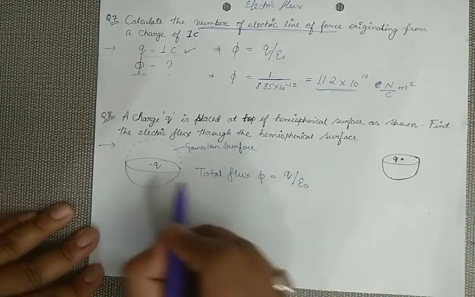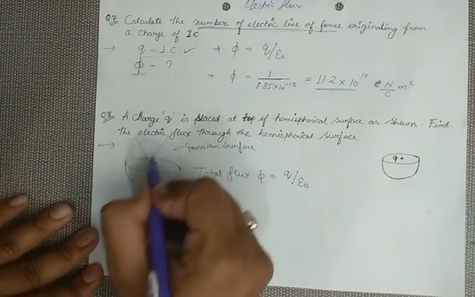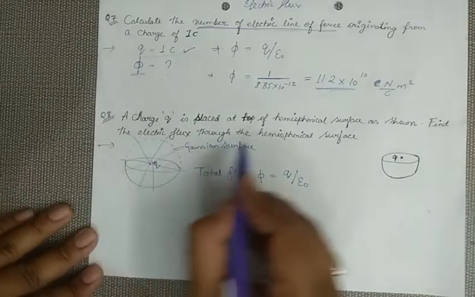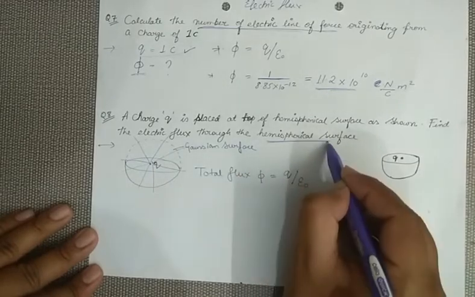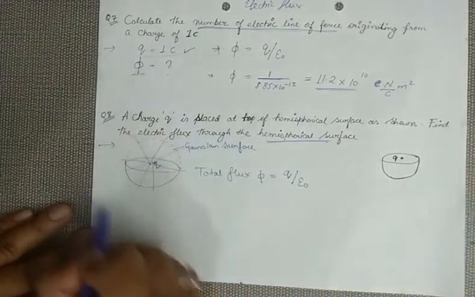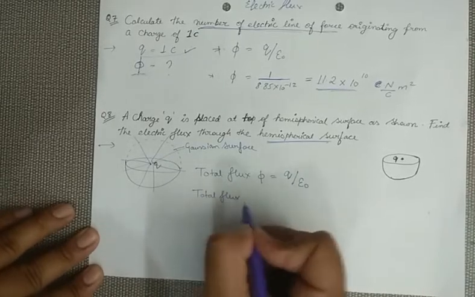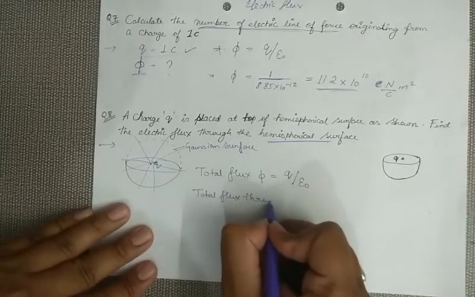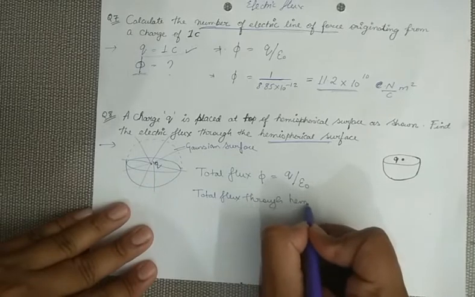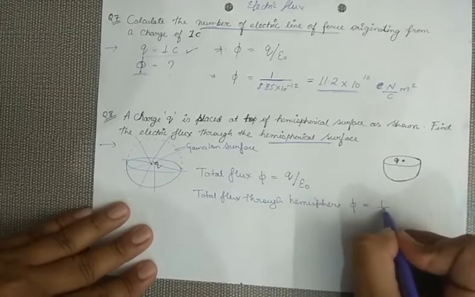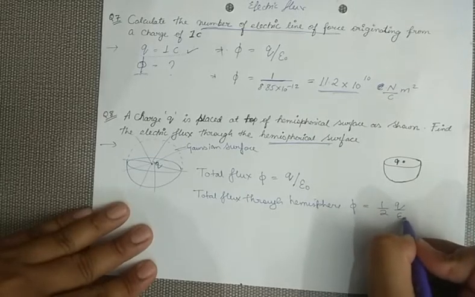This total flux goes out everywhere, from the upper part, from the bottom part and everywhere. But as per the question, I have to take only the hemisphere. The hemisphere is half of this total. So the flux through the hemisphere only, we just have to take the half part. So taking half, it will become 1 upon 2 times Q by epsilon naught.